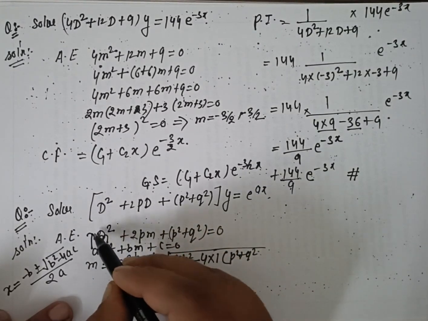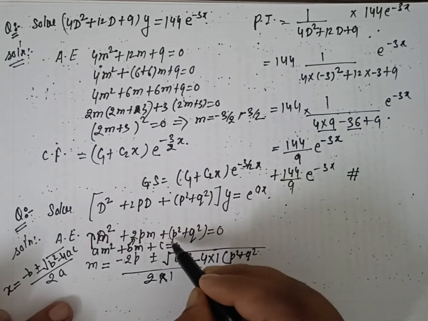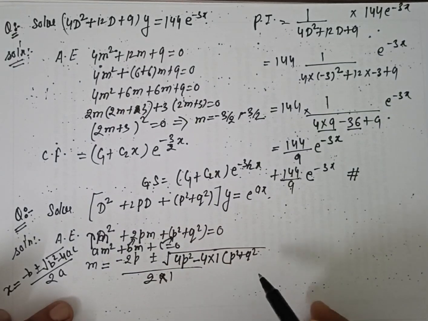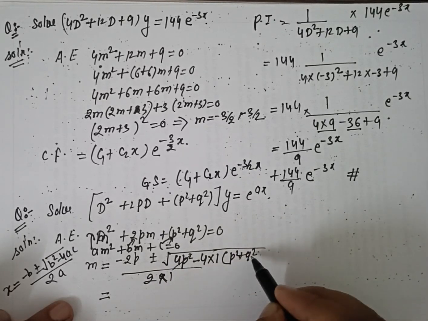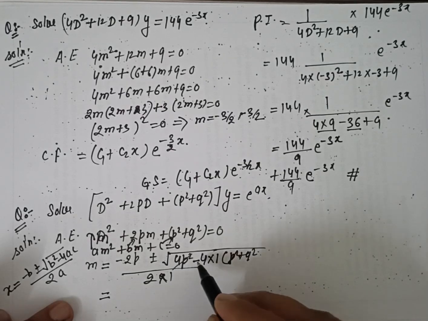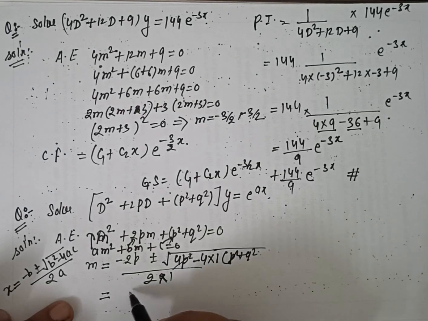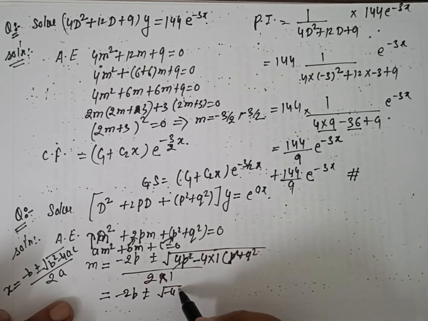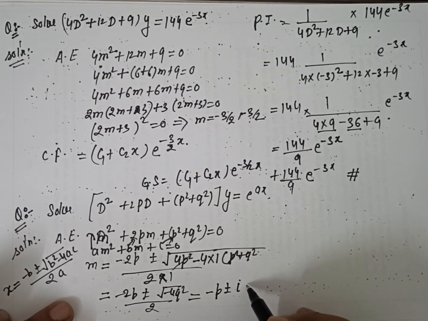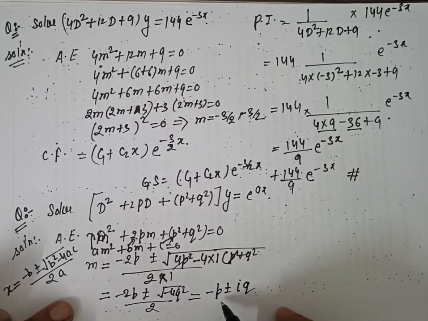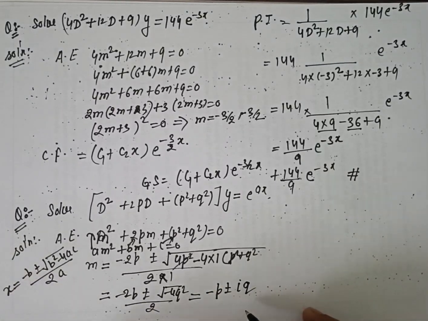The value of a is 1, the value of b is 2p and the value of c is p² + q². So finally you will find here 4p² and 4p² is cancelled out. So you have inside minus 4q². So you can write it as ±√(−4q²) divided by 2, and you can rewrite it as −p ± iq, okay, −p ± iq.